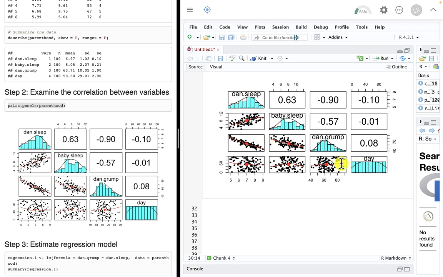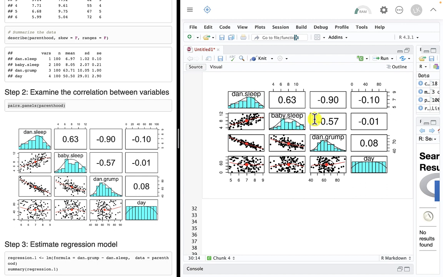Though on the other hand, when we get to the next lecture, there will be some usefulness to say, well, how do these things relate to day? If they relate to day in some way, then that might be a problem or an indicator of a problem. So let's focus in then on our dependent variable, Dan grumpiness, and our two independent variables, Dan sleep and baby sleep.